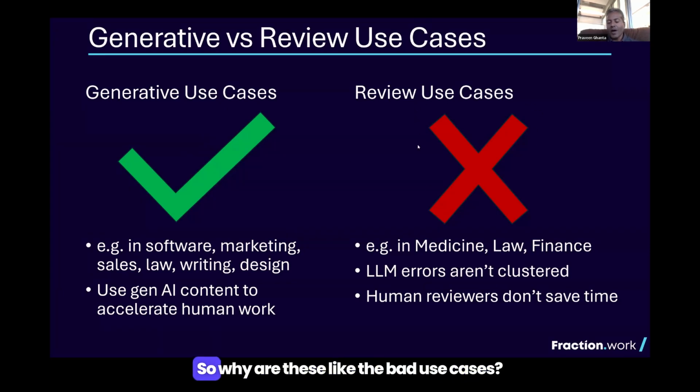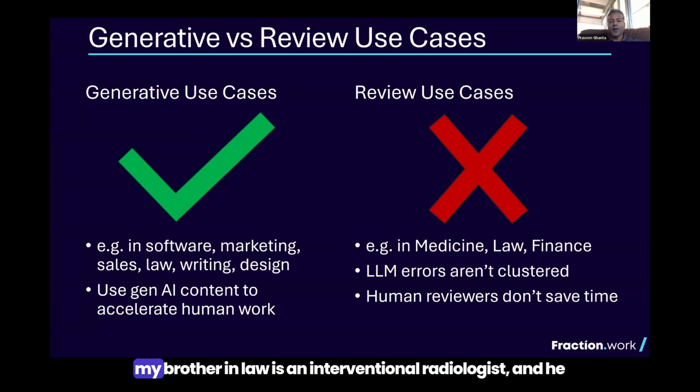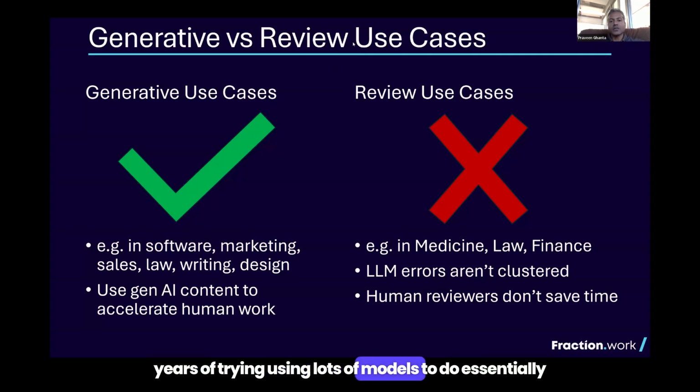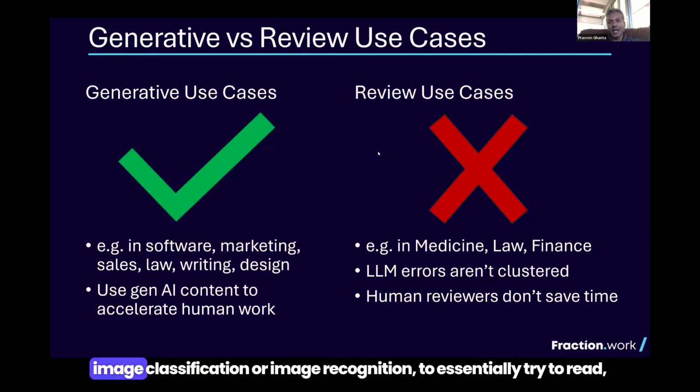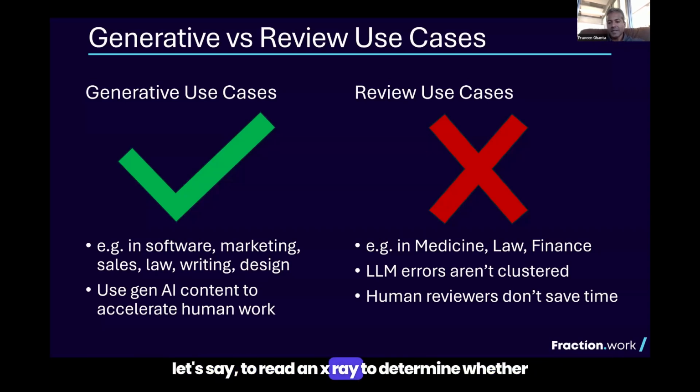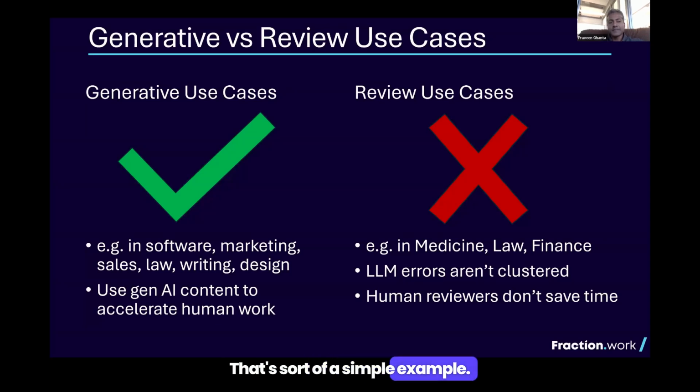Review use cases. So why are these like the bad use cases? I'll start with an anecdote. My brother-in-law is an interventional radiologist, and he told me this story, but we've seen it be true more broadly as well, which is that after years of trying lots of models to do essentially image classification or image recognition, to try to read, let's say, an X-ray to determine whether or not a patient has pneumonia. That's a simple example.